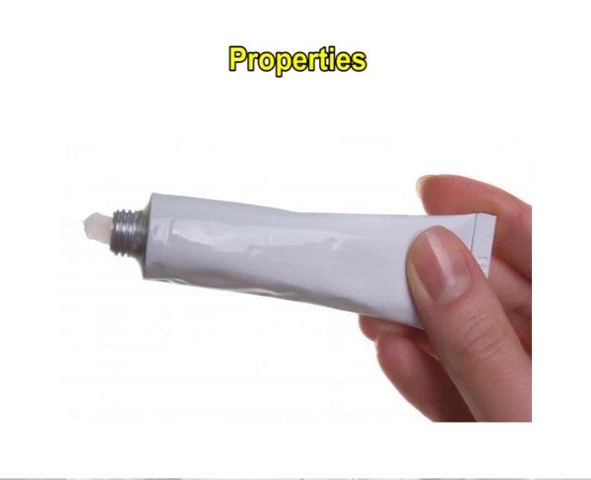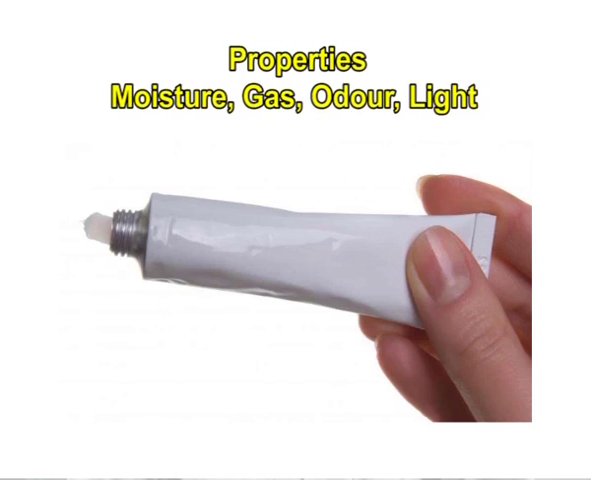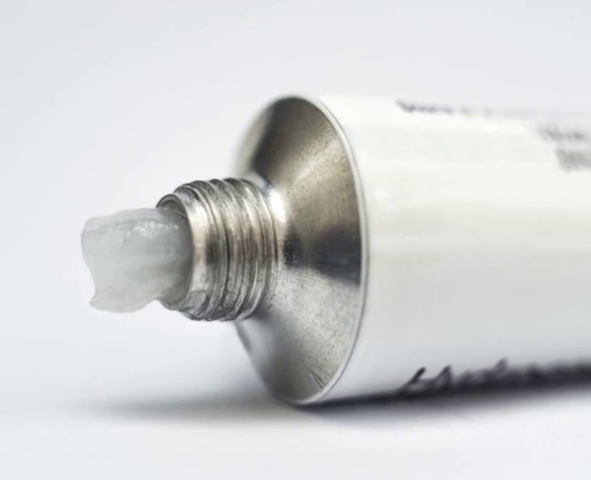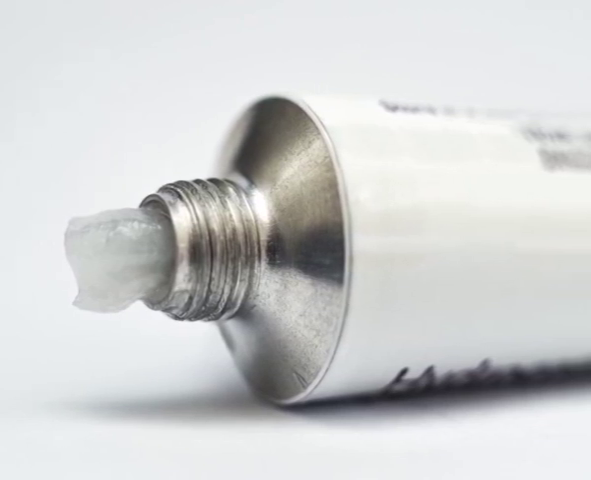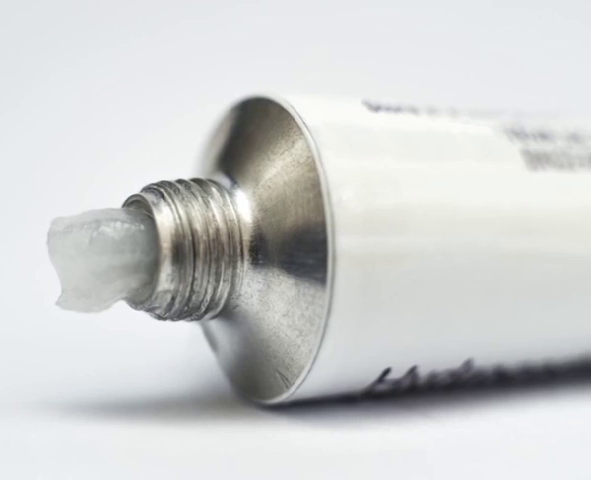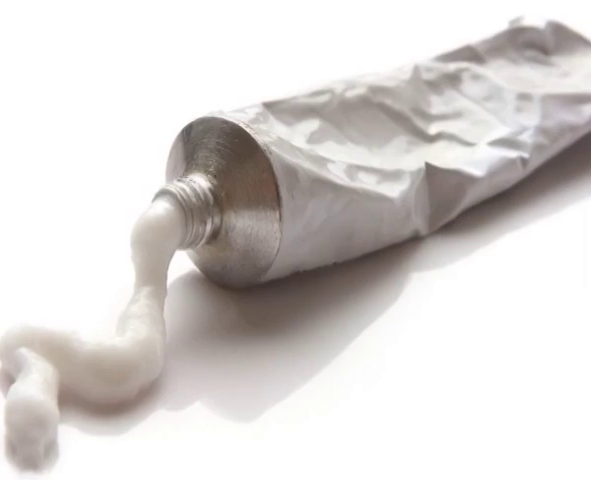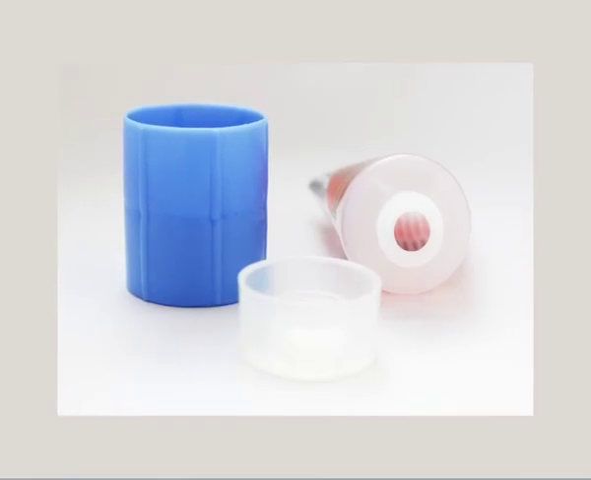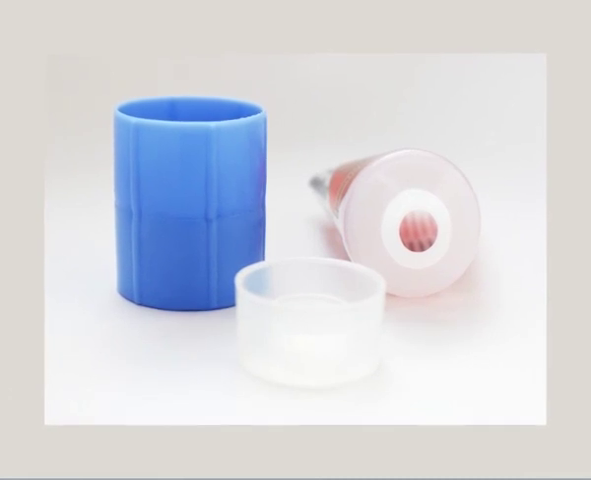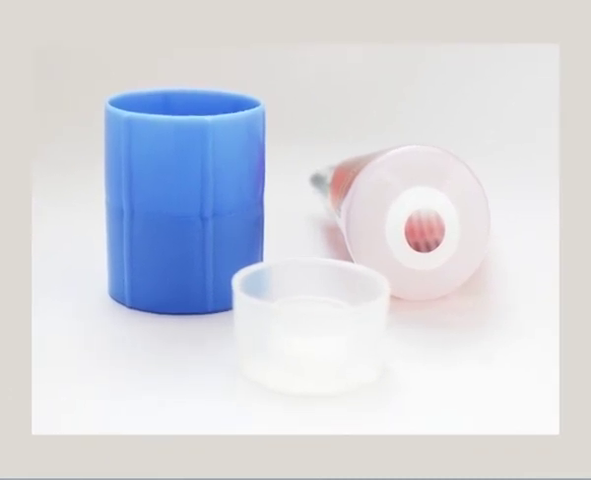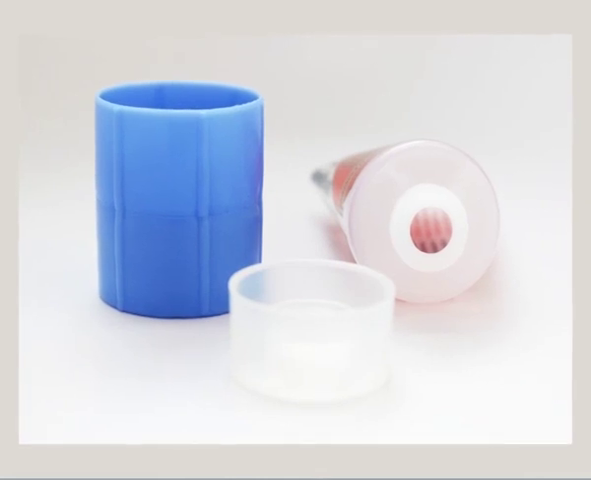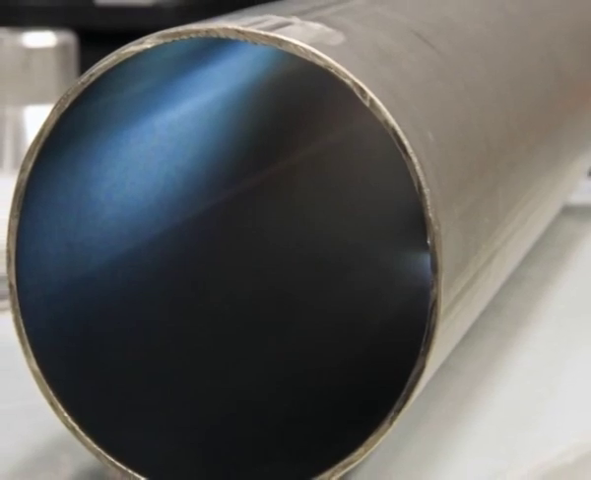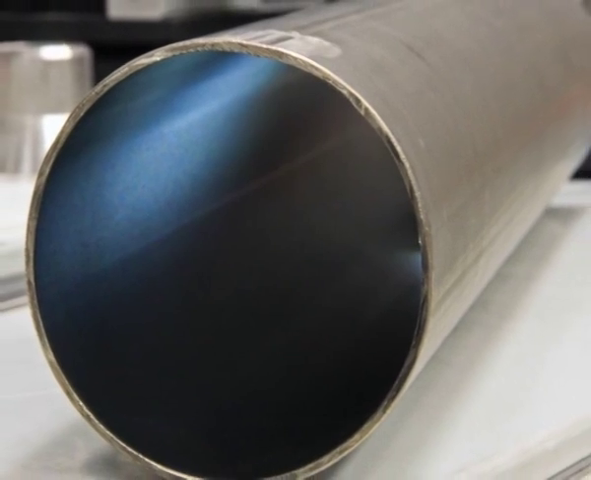Properties: metal tubes are impermeable to moisture, gas, odor, and light, provided they are adequately closed. They are convenient for a customer or patient to use, as the contents are expelled by squeezing the tube. They do not recover their original shape when the pressure is released. Consequently, the risk of air entering the pack and reacting with the product or causing it to dry out is minimized. Internal coating may be necessary to prevent chemical reaction.